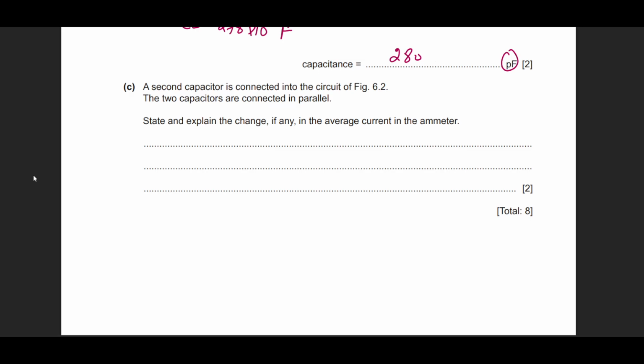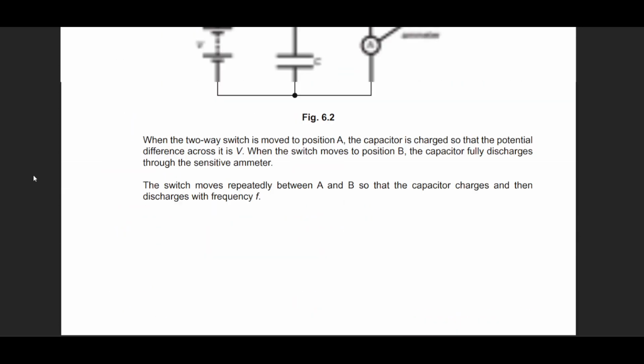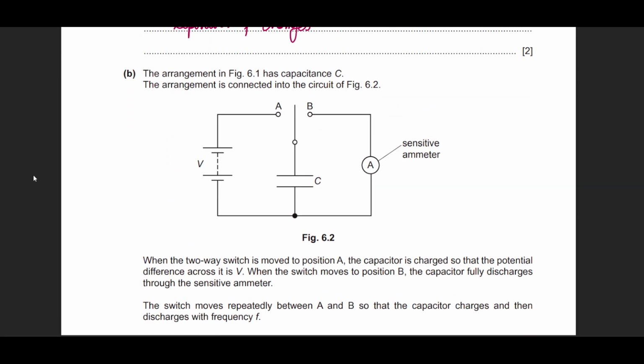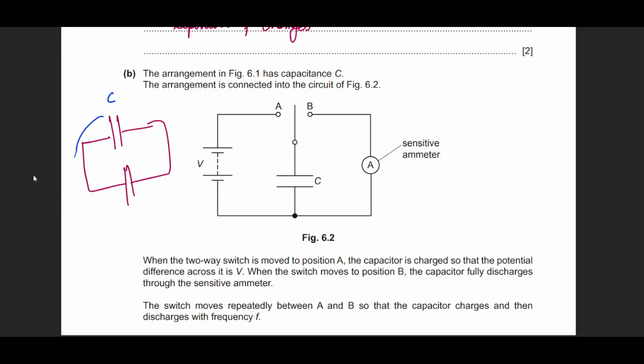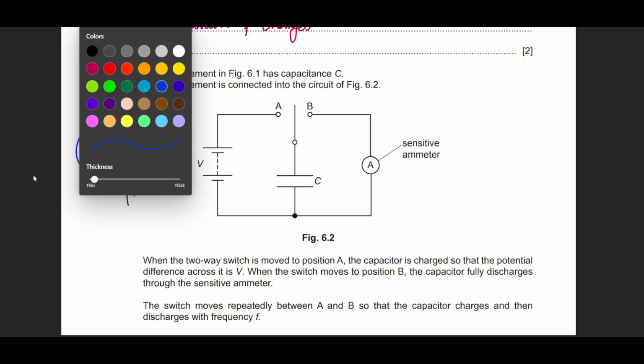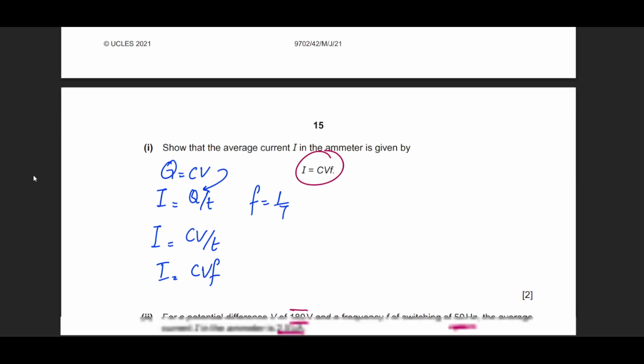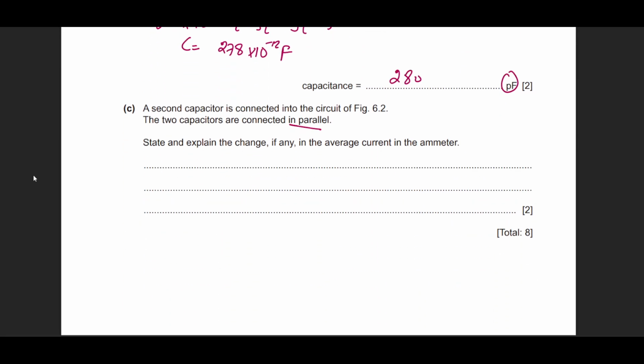So the second capacitor is connected to the circuit. The two capacitors are connected in parallel. They will be in parallel, even if he didn't tell me, because if a capacitor that is charged is connected across another capacitor that is even empty, this charged capacitor will transfer energy to the second capacitor until their voltages become equal. Now, since their voltages have to become equal, this means that they are connected in parallel, because only in parallel do the voltages become equal. State and explain the change in, if any, the average current in the ammeter.